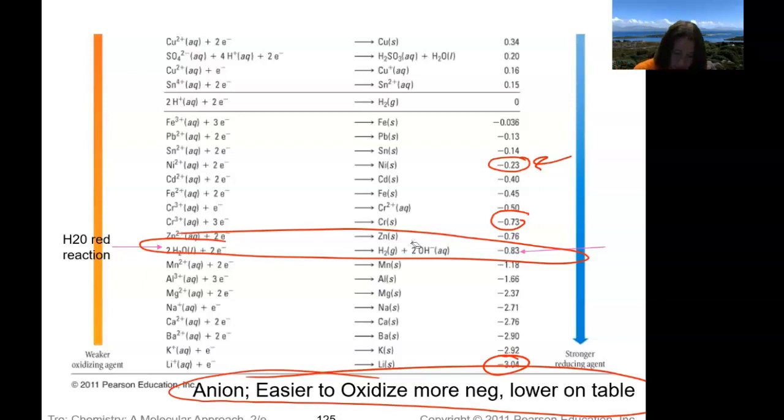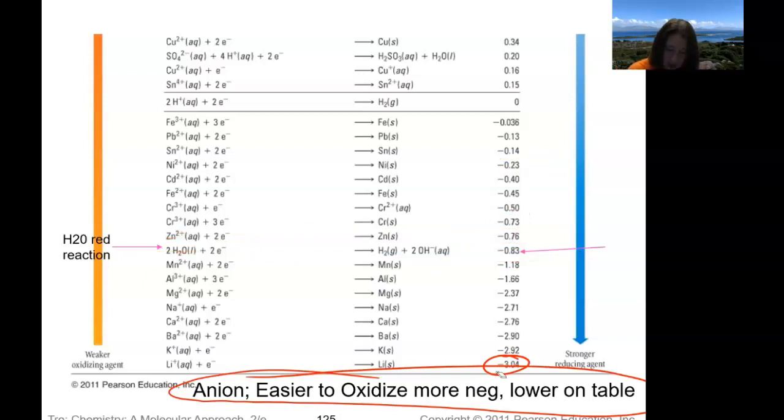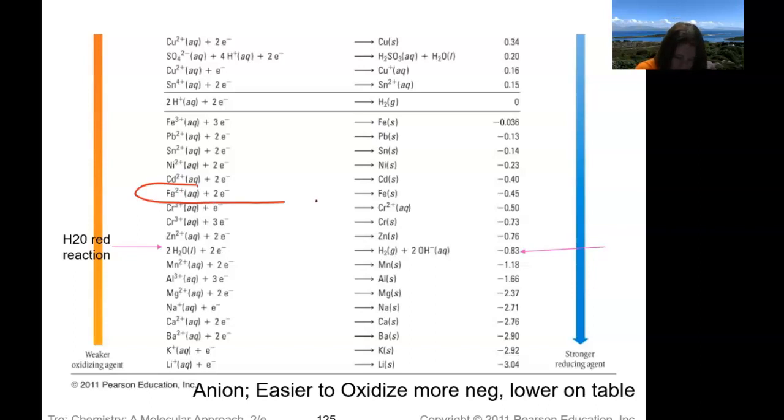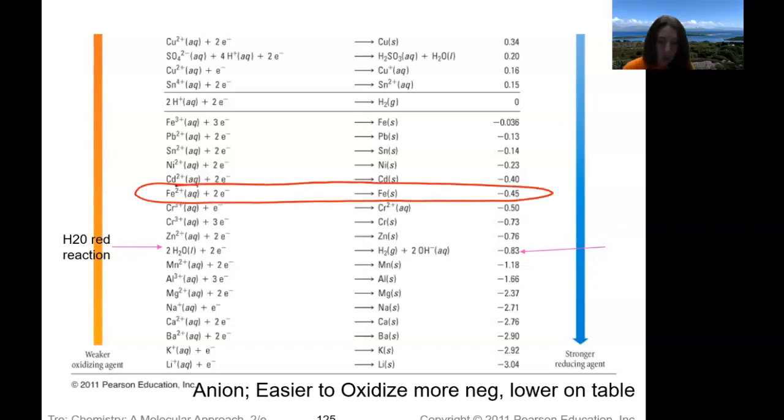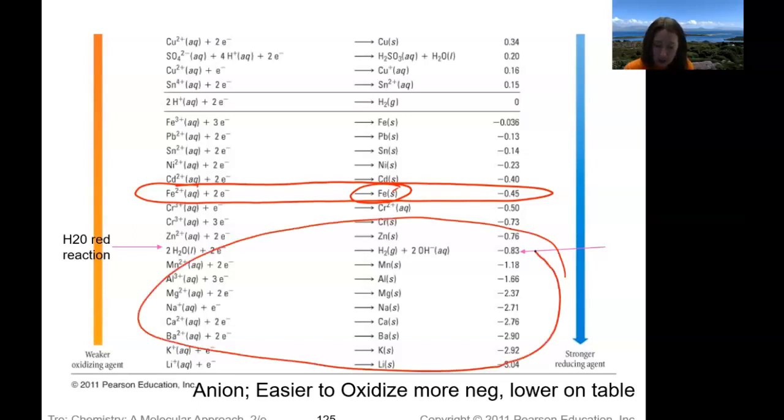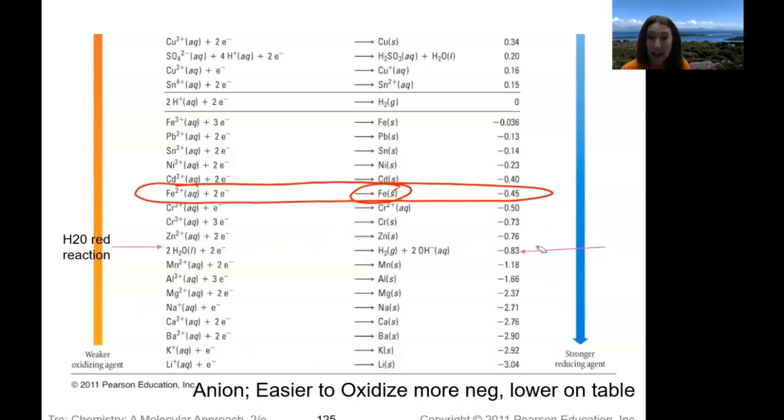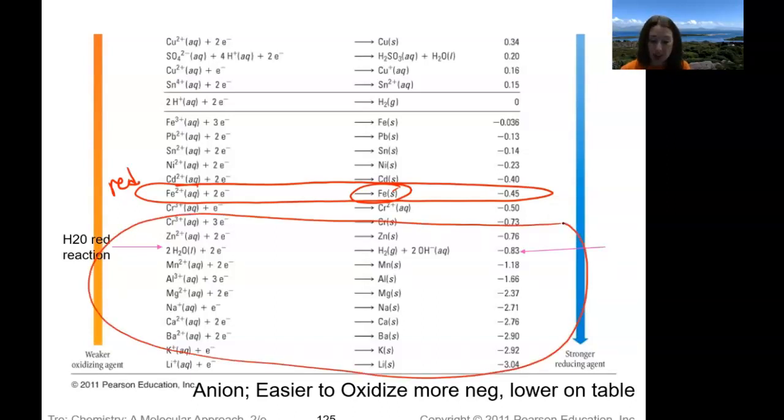There's our iron. Okay, so here's our iron. We want this to go in the forward direction. If we want iron to stay reduced, what we can do is coat it with a metal down here, right? Because remember, if you pair a reaction, this one will be reduced and go in the forward direction. If you have a reaction that's lower on the table, it will be oxidized.